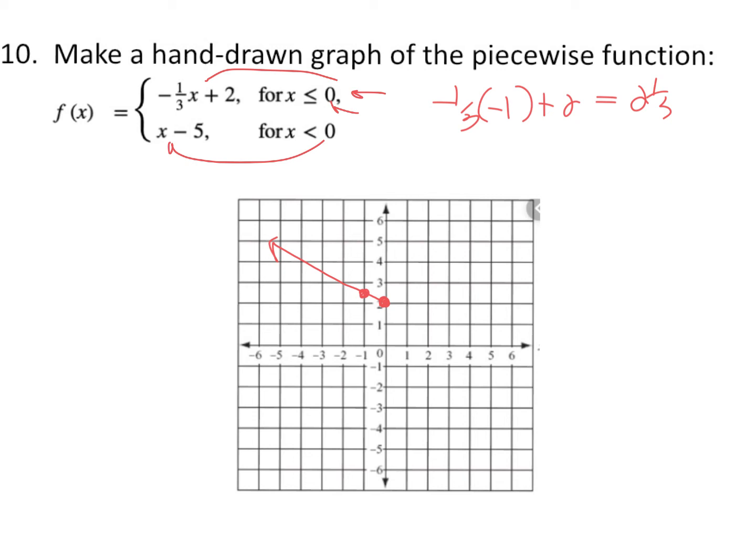Oh, by the way, that should say greater than. Let's change this to greater than. It should be greater than right there. Plug 0 in there. 0 minus 5 is -5. Coming down here, it is an empty circle because there's no equal sign.